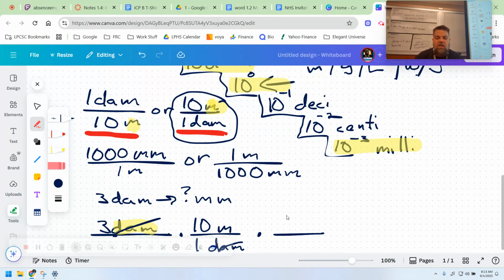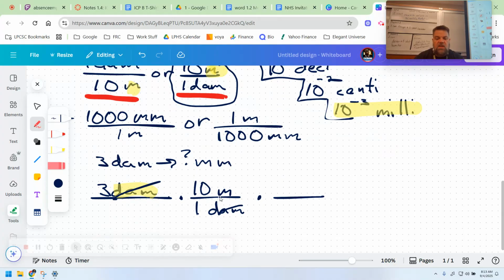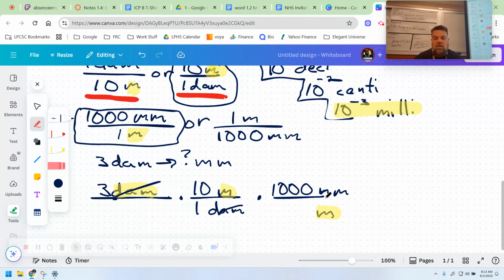So now that I have it in meters, the next conversion factor, because what I have up here is meters, I want meters down here, because remember, our goal is to get to millimeters. So this time I'm going to have to choose this conversion factor. Why? Because it has meters in the bottom, and I want to cancel the meters with the meters. Okay? So I'm going to say 1,000 millimeters are equal to 1 meter. Again, the meters cancel out. And I multiply this out.